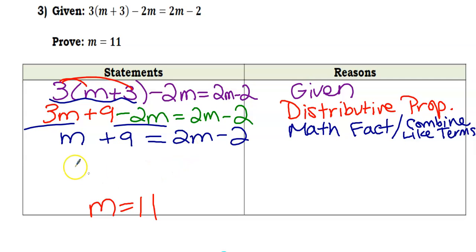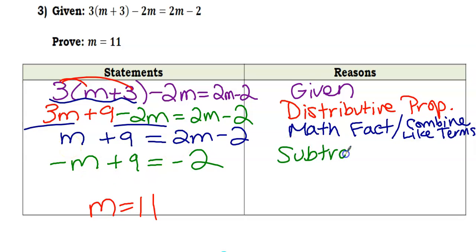So do we want to move the 2m or the 9? It's up to you. As long as you explain the reason, we're good to go. If it gets easier, that's the whole point. So if it's positive 2m, I make it negative 2m, and I get negative m, drop everything else down. All right, what did I do? Well, this was a positive 2m. I subtracted it. So that's the subtraction property of equality.